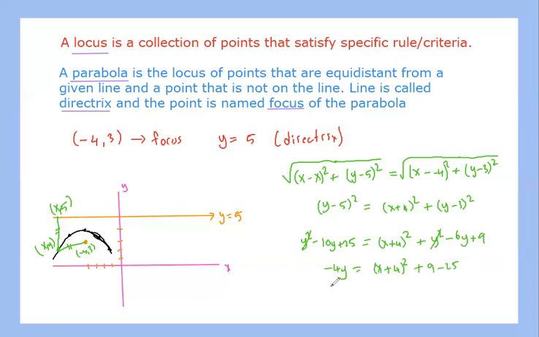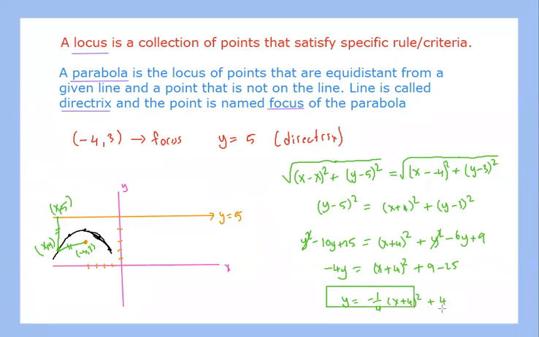So maybe I can divide by negative 4. That should be y equals negative 1/4 times (x plus 4) to the second power, and 9 minus 25 is negative 16. Since we are dividing by negative 4, that should be just plus 4. And that should be my final answer.